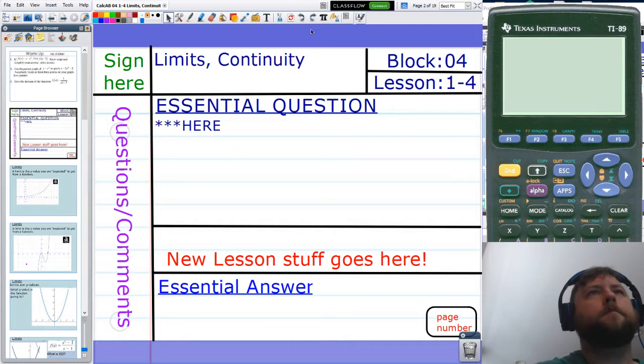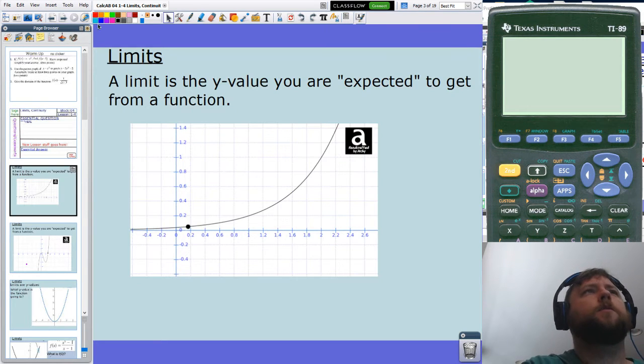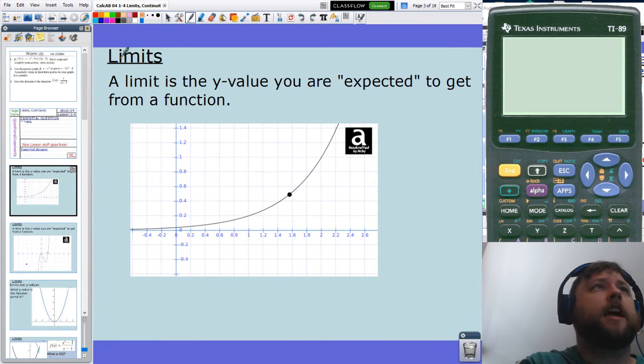Welcome, Calculus AB. This is lesson 1-4, Limits and Continuity. Let's begin. So this is a new concept for you guys. This is the idea of limits.